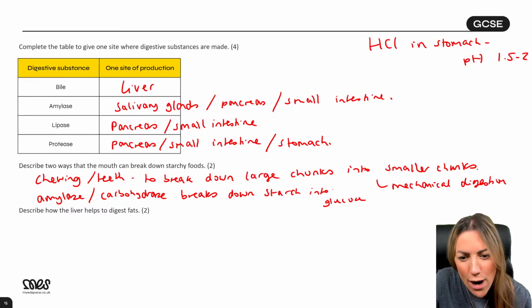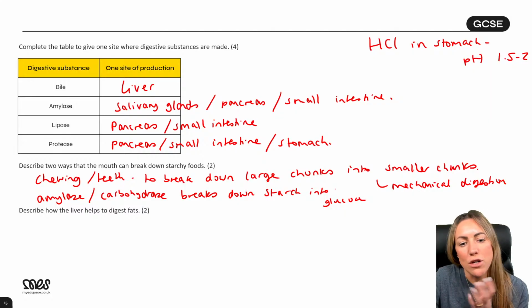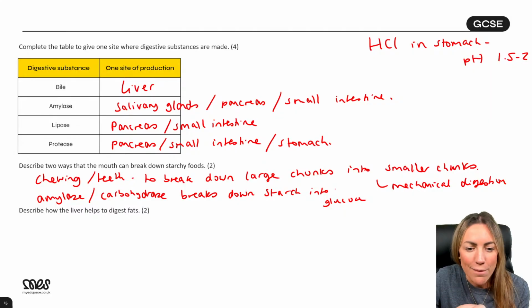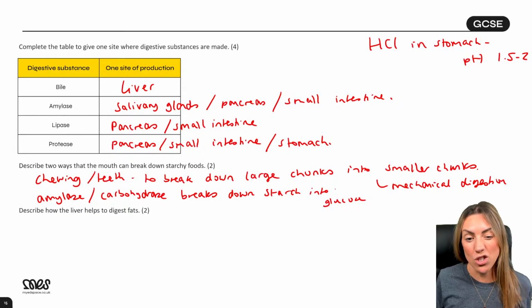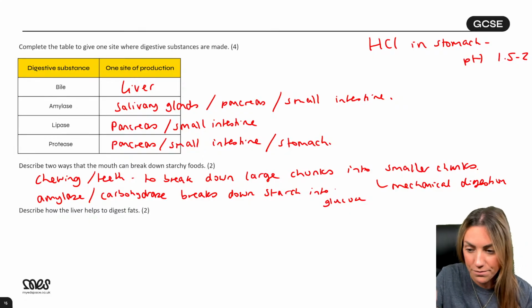No, it just says describe, doesn't it? So I actually don't think you do have to explain it. Could you say churning the food? Yeah, you could, because your tongue moves the food around and kind of churns it to help break it down. Same thing happens in your stomach. Your stomach is made of muscle, right? So your stomach churns the food as well.